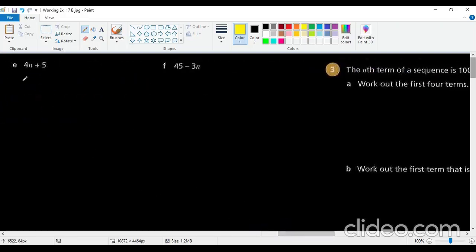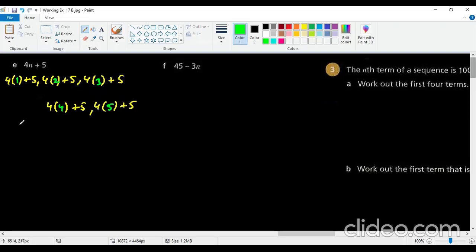Moving on to the next question. It is 4n plus 5. I will write this 5 different times: 4 times 1 plus 5, 4 times 2 plus 5, 4 times 3 plus 5, 4 times 4 plus 5, and 4 times 5 plus 5. In here, I will put the numbers 1, 2, 3, 4, and 5.